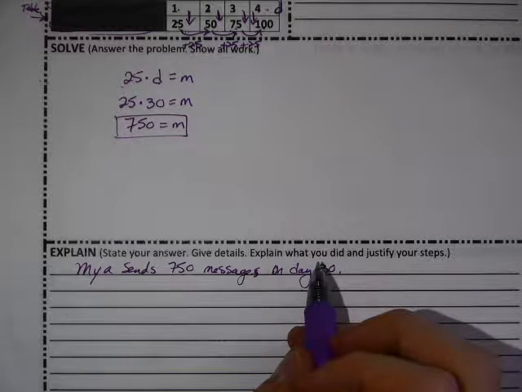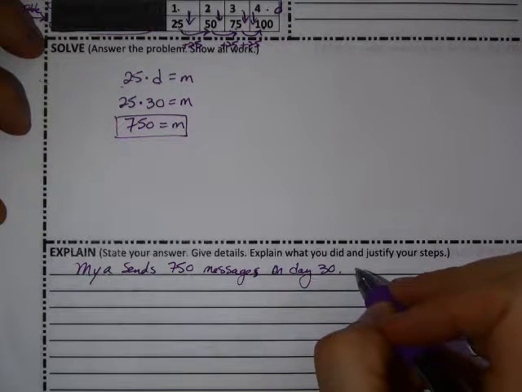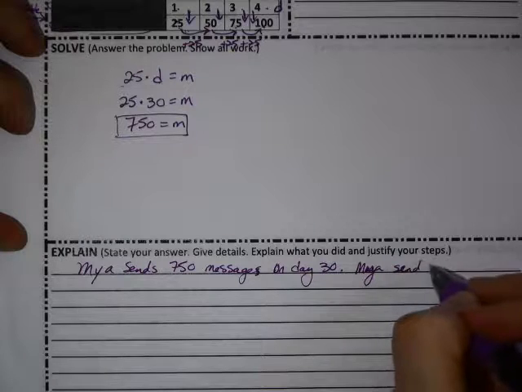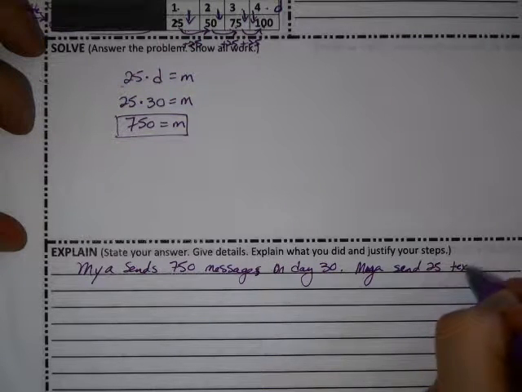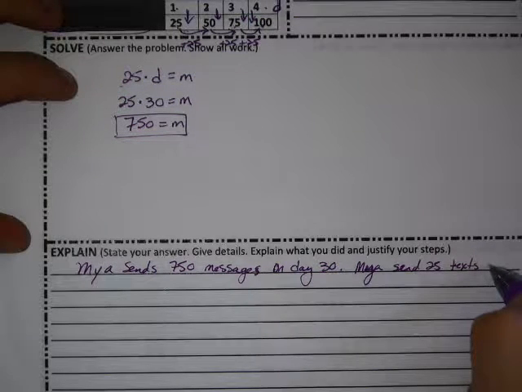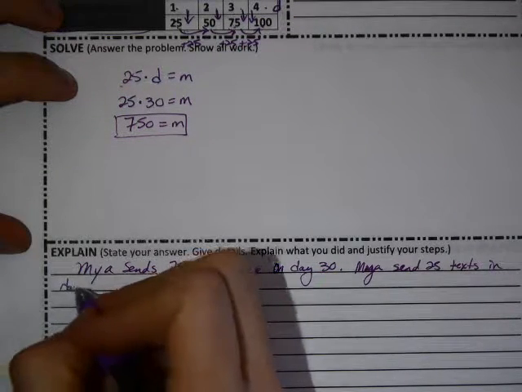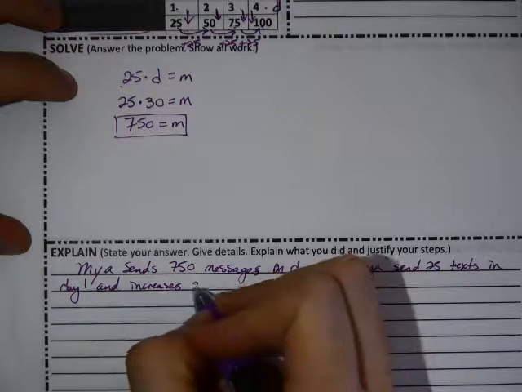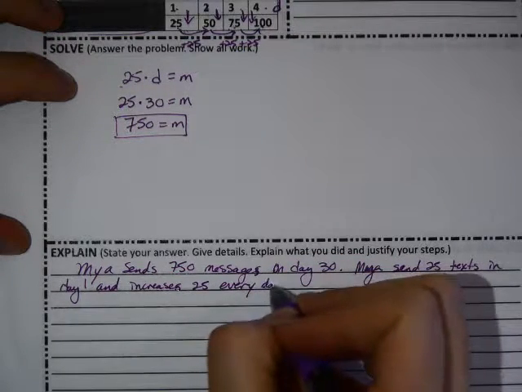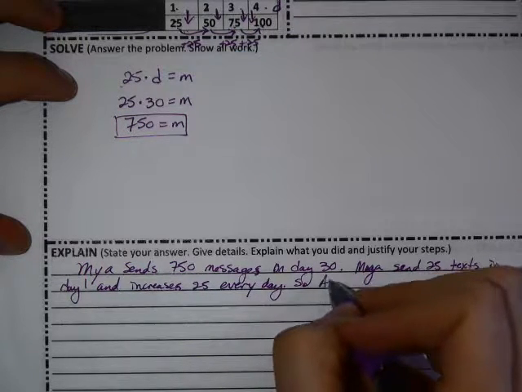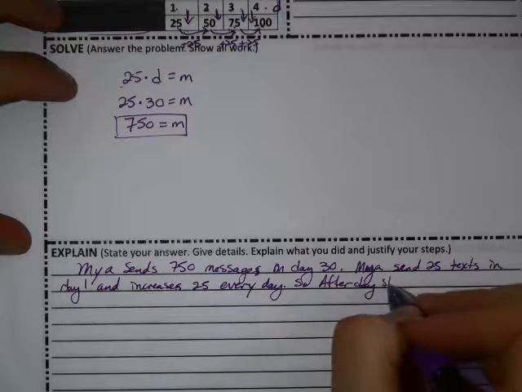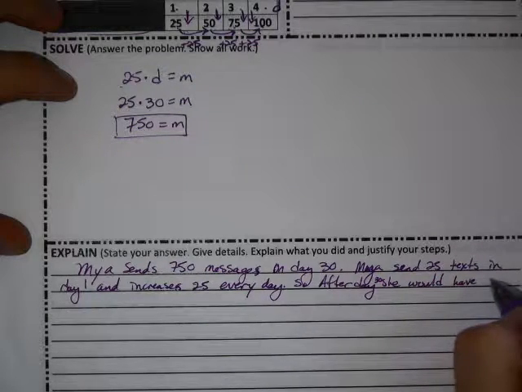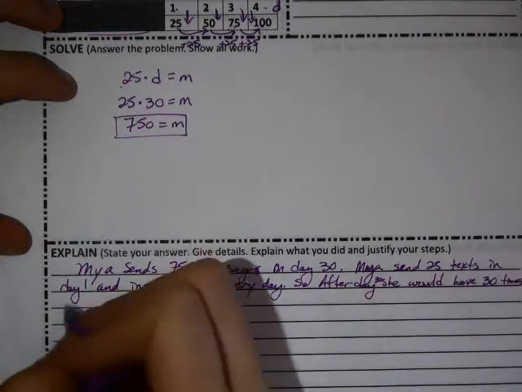Explain what you did and justify your steps. Well, Maya sends 25 texts in day 1, and increases it by 25 every day. So after day 30, she would have 30 times 25 messages.